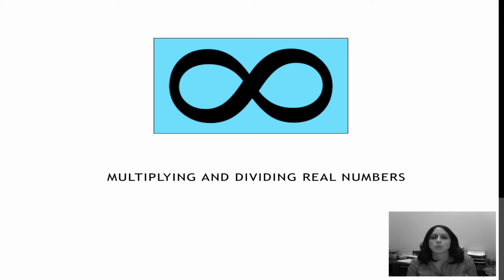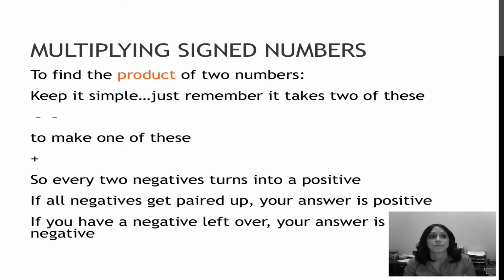This lesson is on multiplying and dividing real numbers, which means the numbers are signed. So the main thing to remember for both multiplying and dividing is that any two negatives, when they come together, make a plus sign. So you've got a negative and a negative, and they come together to make a plus.